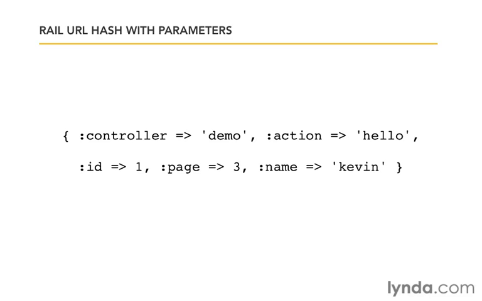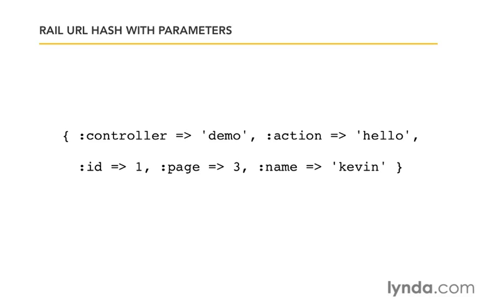So when Rails goes to generate the link, it will first say, oh, I'm going to need a controller. Have I been given a controller? If not, I'll default to the current controller. Next, I'm going to need an action. Have I been given an action? If not, I'll default to the current action. And then it takes all the remaining parameters that are in that hash and turns them into parameters for the URL. So we get page=3, name=Kevin.